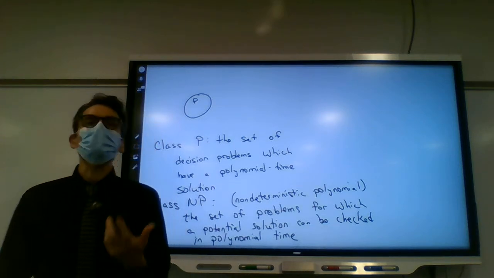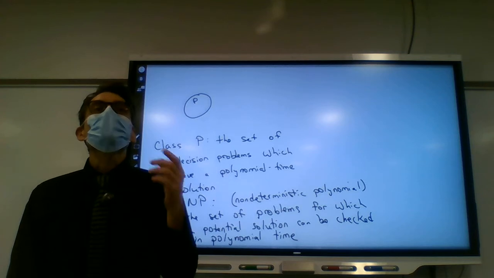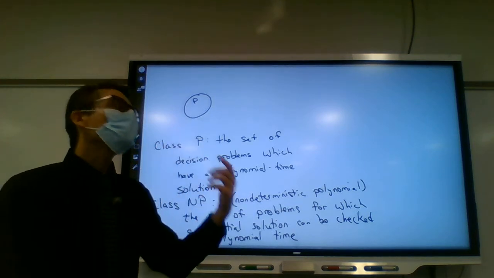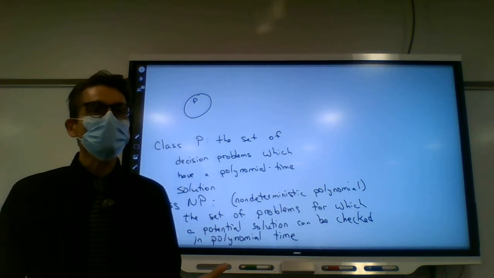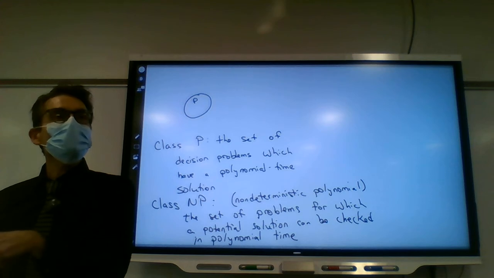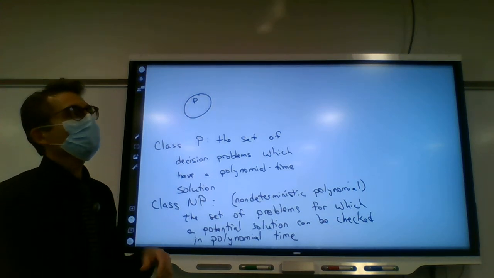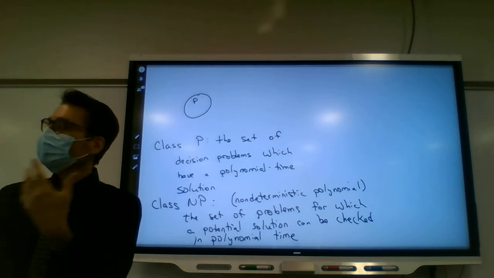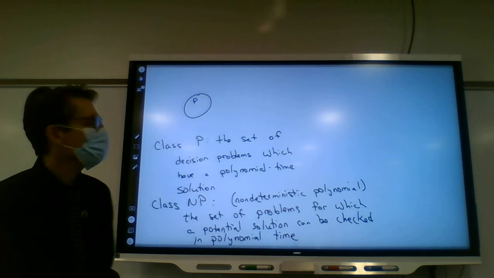How do we know for sure that something is in class P? We find an algorithm that's polynomial time. There are some problems that might be polynomial time, but we don't know that for sure. We just haven't found an algorithm yet. So they might be in class P, but we don't know yet. They either are or they aren't. We just may not know on certain problems yet.